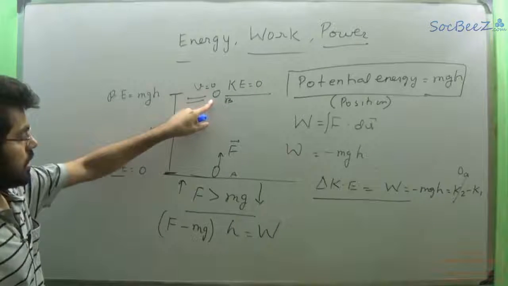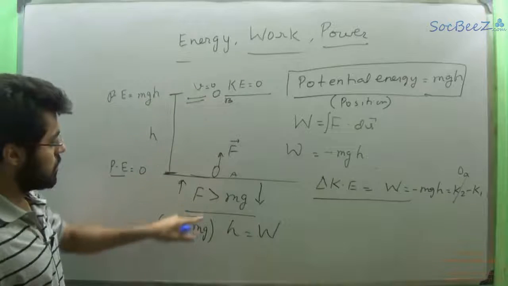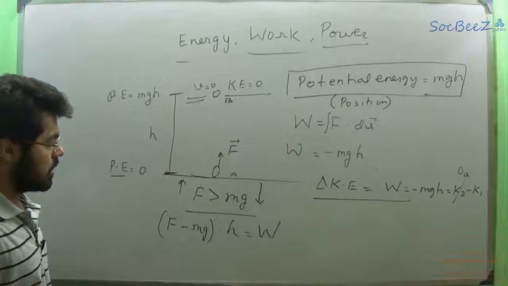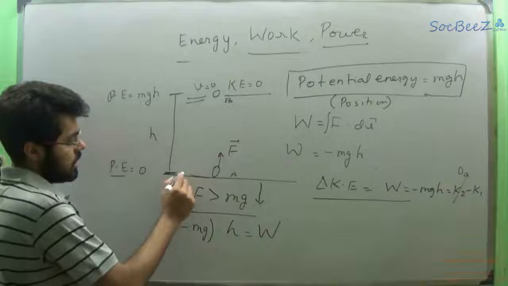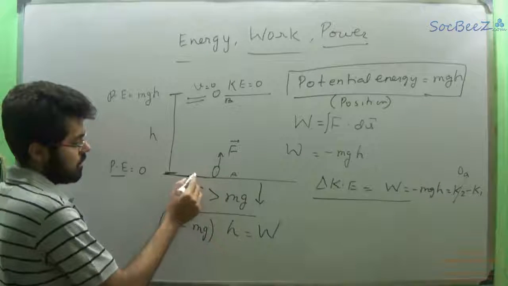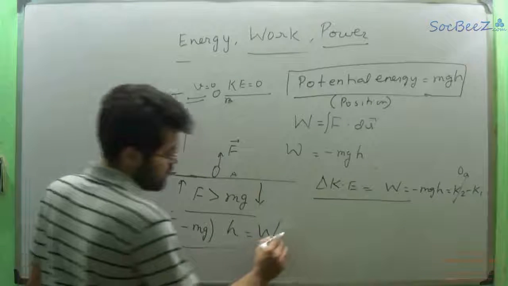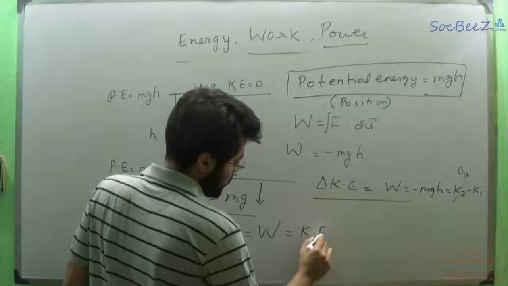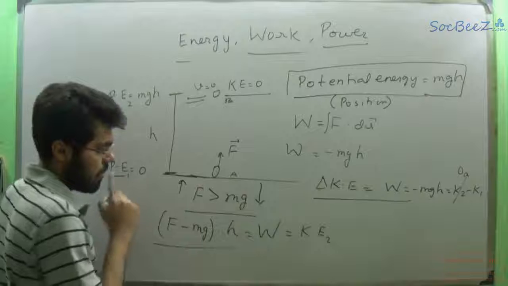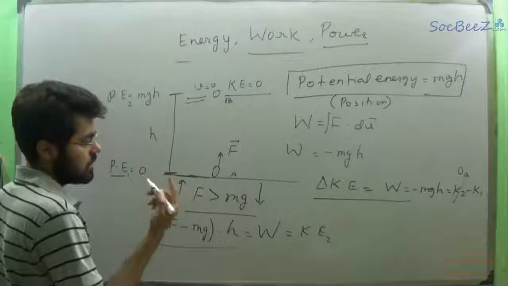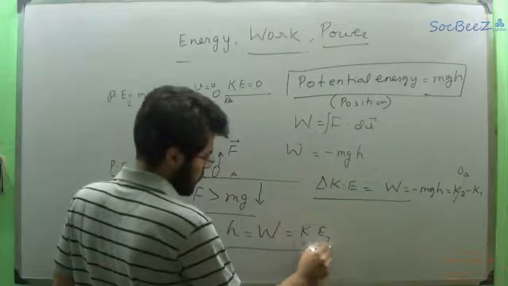Now even at this point, the kinetic energy is there because the force is continuously acting on it. So what is the kinetic energy? Initially there was no work, 0. So the work done is (F minus mg)h, and that should be equal to your kinetic energy at this point, (1/2)mv2 squared, minus the initial kinetic energy K1, which was simply 0. Initially the object was at rest. So this is the kinetic energy.